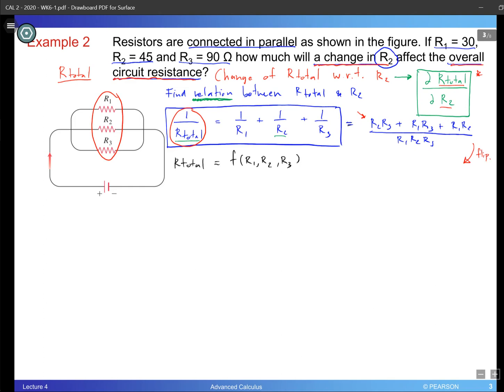Alright, and here I am going to get R1, R2, R3 divided by this whole set of terms: R2, R3 plus R1, R3 plus R1, R2. So there you go. Right now we have R total as a function of R1, R2, R3, and it's going to be easier to perform the differentiation on this kind of form. Alright, let's make a box around that. Here we have R total as a function form instead of just a formula.